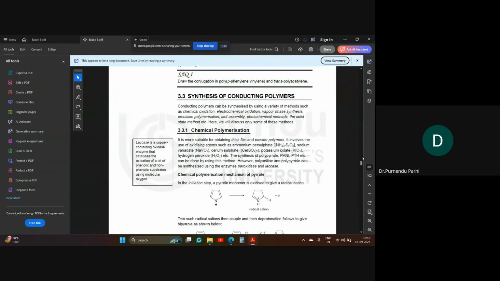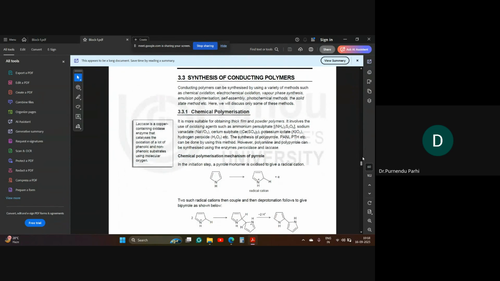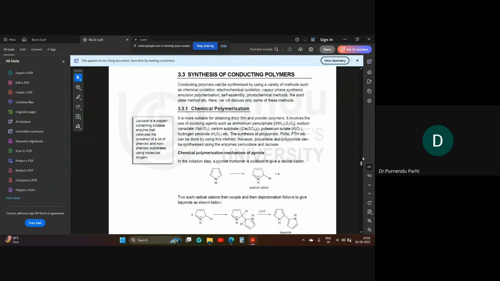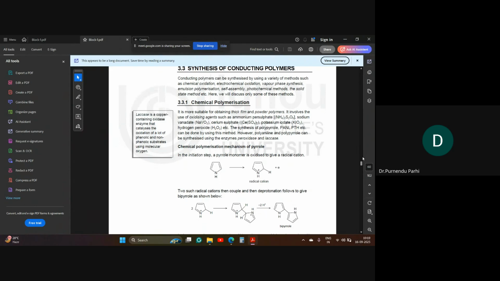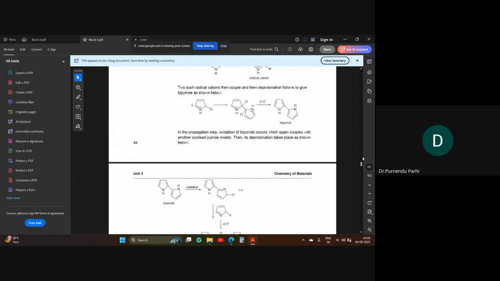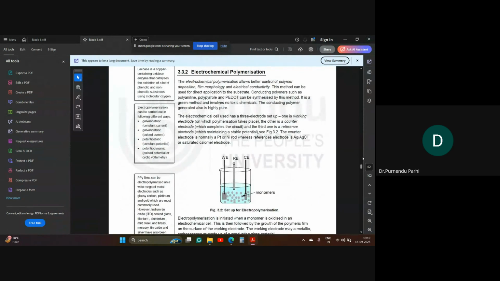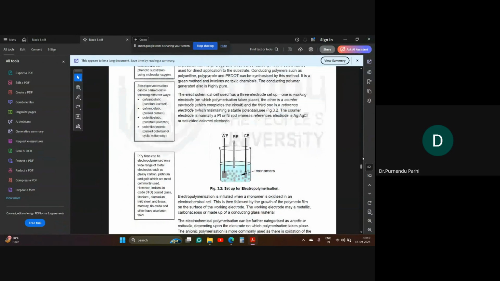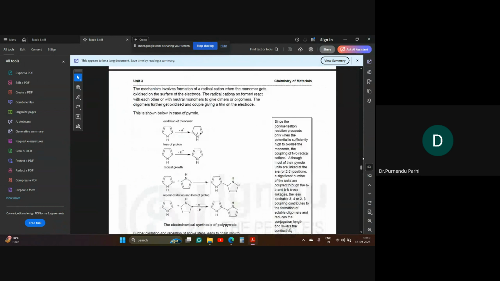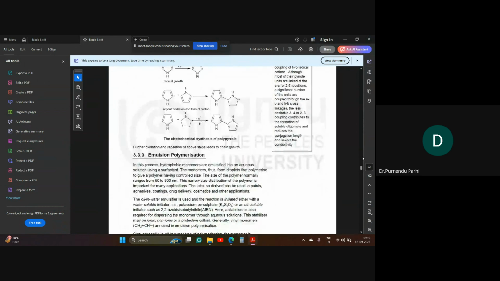Then synthesis of conducting polymers, chemical polymerization. Suppose you take pyrrole. Pyrrole is a 5-member ring nitrogen containing compound. It is also an aromatic compound. Then from pyrrole you will get polypyrrole by doing the polymerization reaction. Then also by electrochemical polymerization, you can get the conducting polymer. So there are different ways to get the conducting polymer.